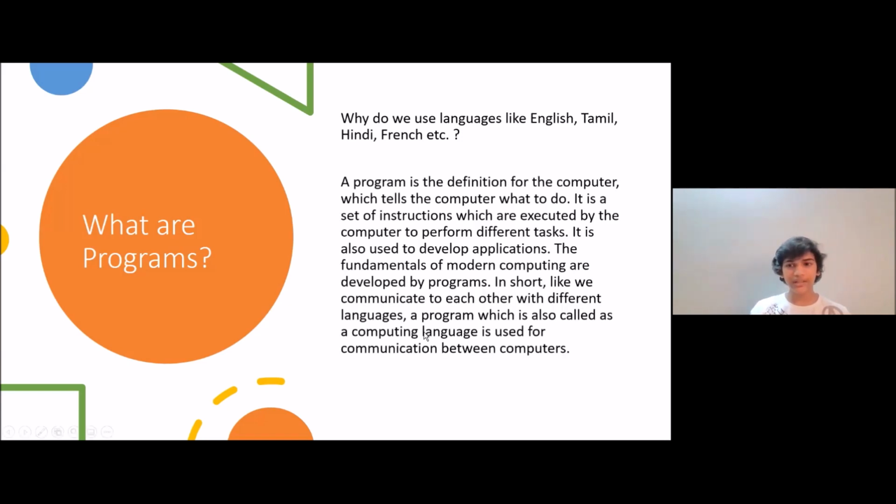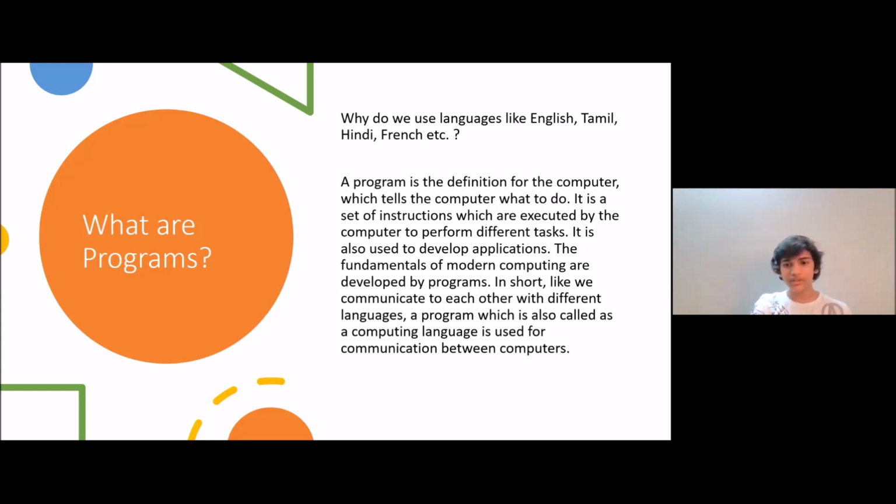So a program is the definition for the computer. It defines what a computer is doing, and tells the computer what to do. It is a set of instructions which are executed by the computer to perform different tasks. Whenever I write a program in Python, Java, or something, the computer understands it, and only then starts to execute it. So programs are a set of instructions.